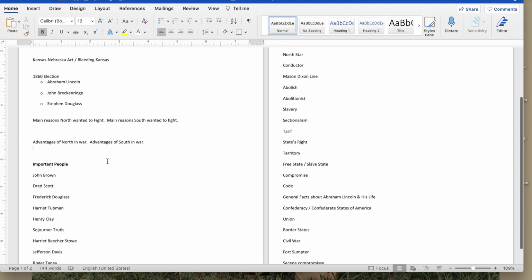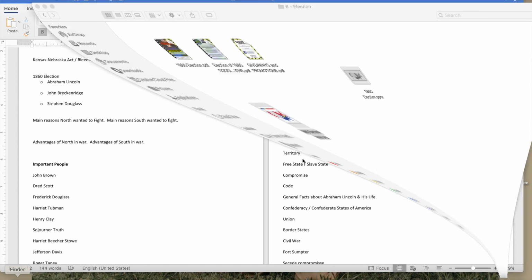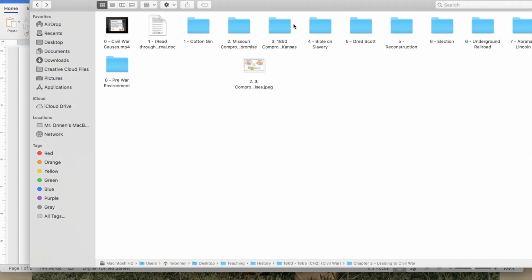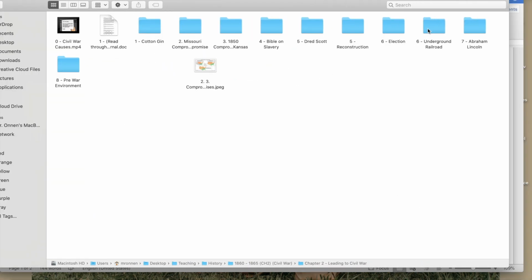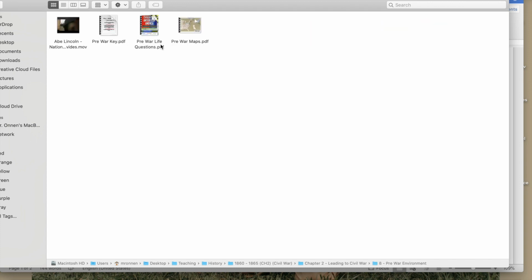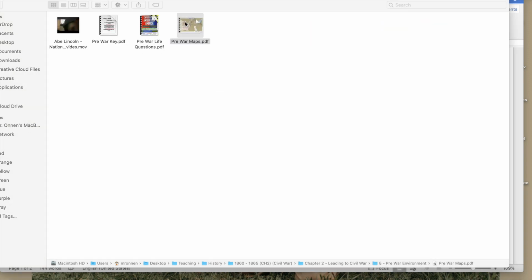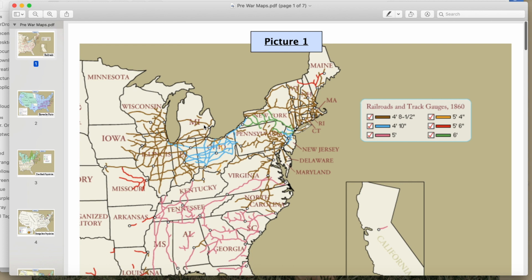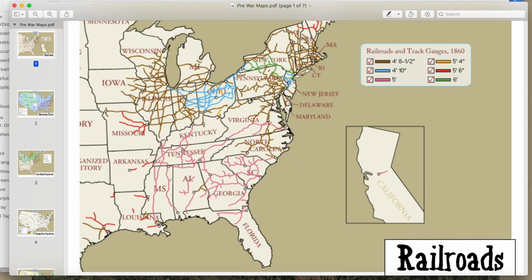Advantages of the North in the war, if you think about the maps that we had, that we walked around the room looking at the different types. Let's see if we can pull up some of those maps. If I can find them. Pre-war environment. Here we go. The railroads were a big thing. So this is picture one, the railroads. The North has significantly more railroads.